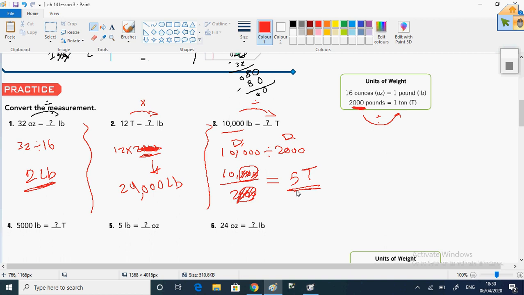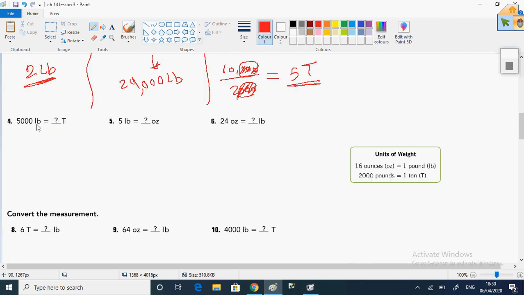So 10 divided by 2, it's 5 tons. Okay, now again, 5,000 lb to ton. I will divide again. From smaller to bigger we have to divide. So 5,000, I can put them as a fraction direct, over 2,000, cross the 3 zeros. 5 divided by 2 is 2.5 tons, right? And 5 lb to oz. From bigger to smaller we have to multiply. 5 by 16 becomes 80 oz.